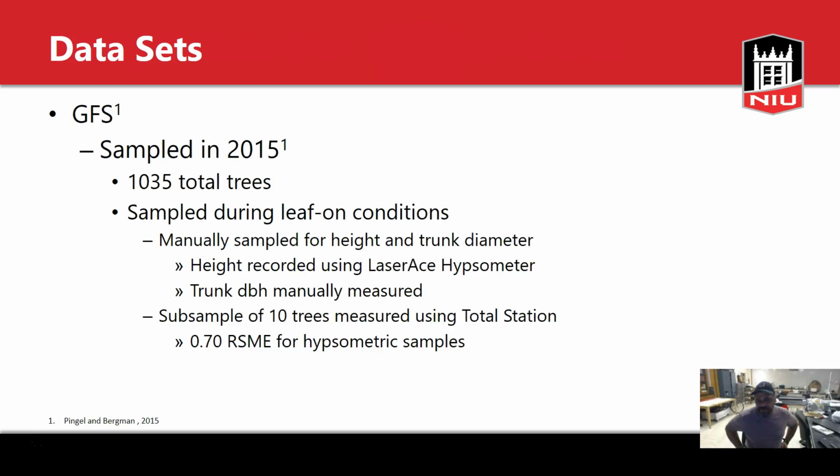The second is the ground-based field sample data set. This is one done by Dustin Bergman. This sample set has 1,035 trees in it, and it was sampled during the leaf-on conditions. This is probably the best to maximize the actual tree height estimation for me. For Dustin's survey, he measured the tree heights using a Laser Ace hypsometer, and he manually measured the trunk diameters. A subsample of 10 trees was measured using a total station, and it found that it had about a 0.7 meter root mean squared error for all the hypsometric samples.